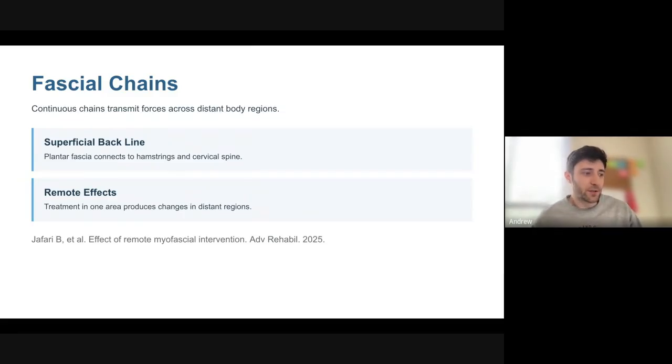Treatment in one area produces changes in distant regions. Working on the fascia of the low back, working on the muscles of the low back can improve what we call in physical therapy your gait, your walking, and that can in turn maybe reduce the amount of strain that's going through your ankle or your plantar fascia on the sole of your feet. Because if you have a bad gait pattern because of hip weakness or tightness, the ankle could be trying to pick up the extra slack.